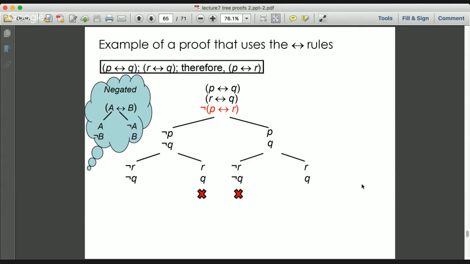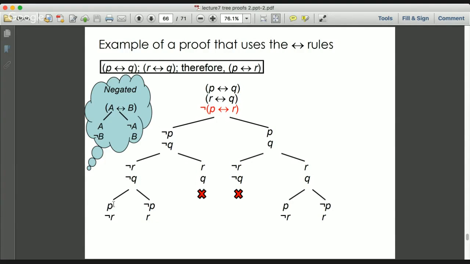Well, it's the negated biconditional rule. That just means that on the left-hand side and the right-hand side, one has to feature the left-hand bit negated and the right-hand bit unnegated, or the other way around. We've got two open branches left, so I'm going to have to apply this rule twice, underneath each open branch. So there we go. It would be like this.